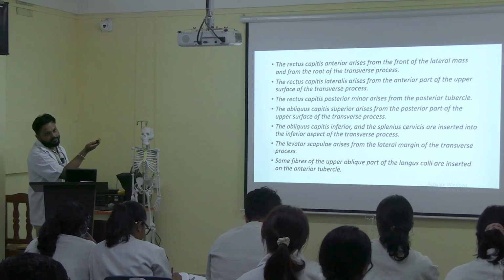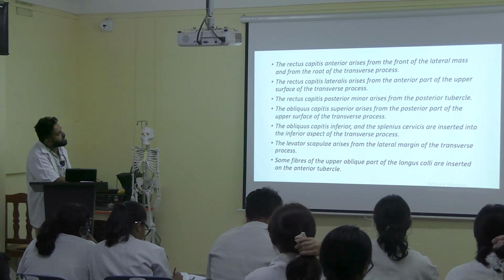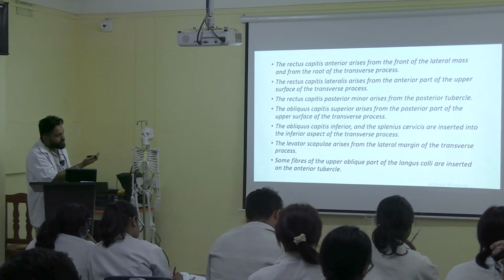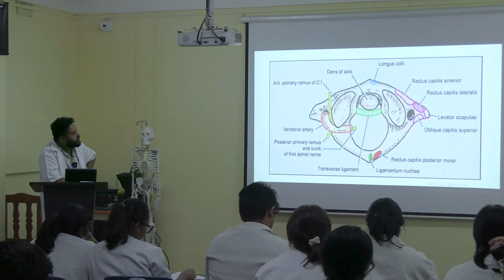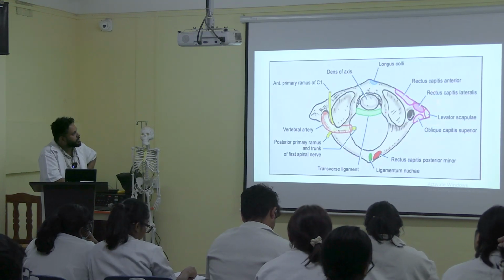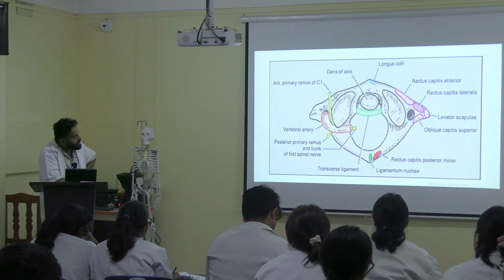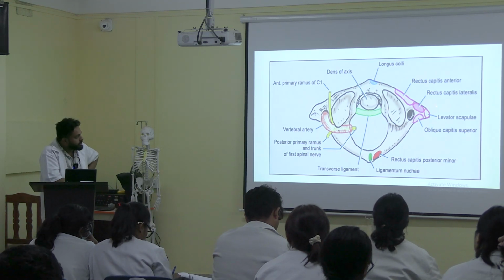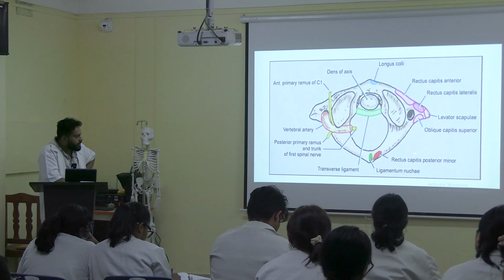Inferiorly, it will be on the lower side. Cannot be shown in this picture. And the splenius cervicis, these are inserted into the inferior aspect of the transverse process. Right? So adjacent to the transverse process, there are the rectus capitis anterior, rectus capitis lateralis, levator scapulae and obliquus capitis superior. Along with the posterior tubercle, rectus capitis posterior minor, ligamentum nuchae.